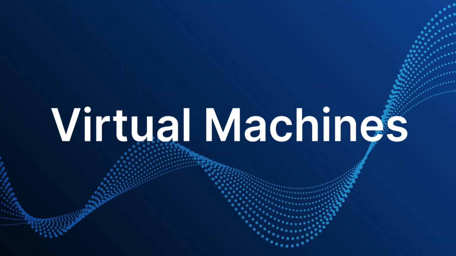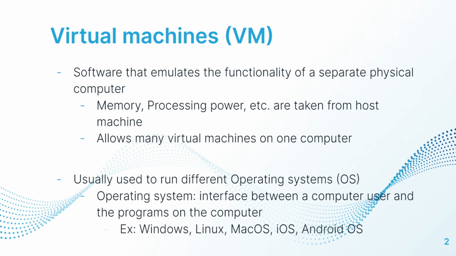What is a virtual machine? Virtual machines are software that acts as an emulator that mimics the functionality of a separate physical computer. So this is like iPhone or Android emulators. If you use those, they simulate what it's like to be in an iPhone or Android environment.